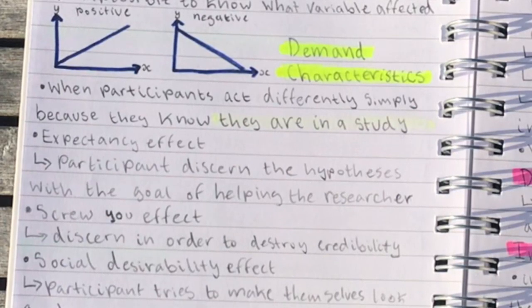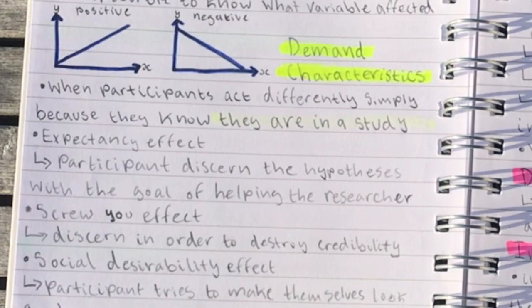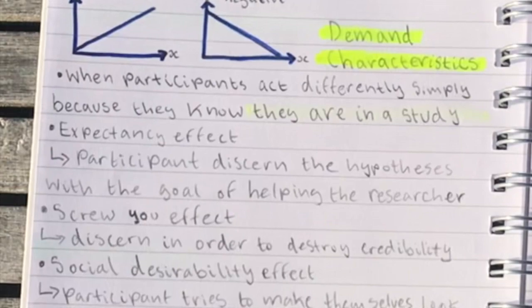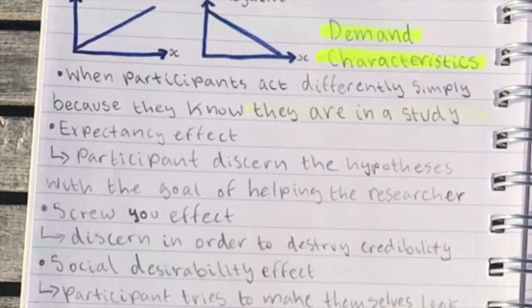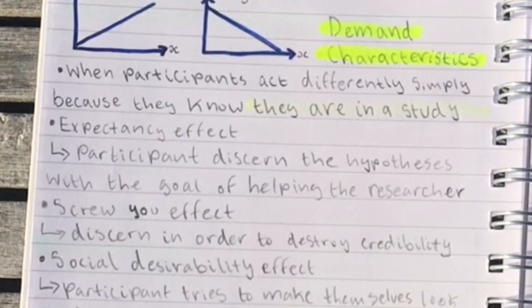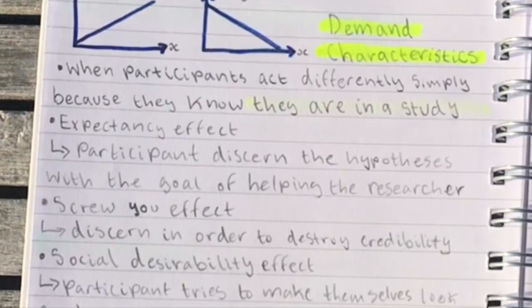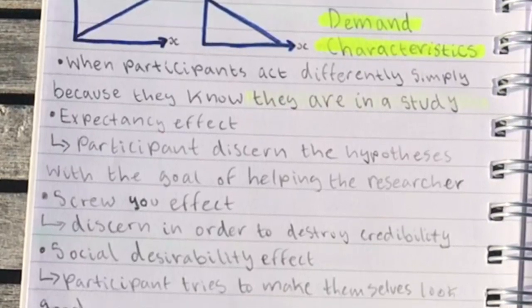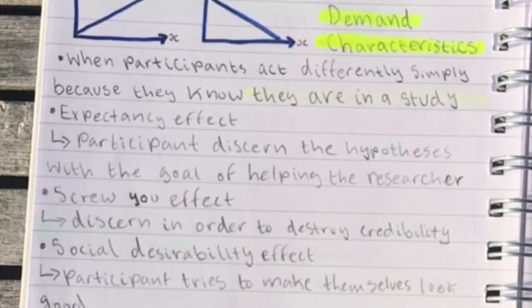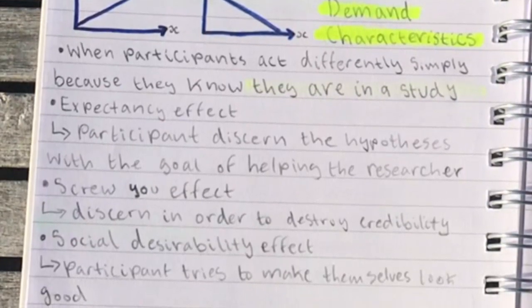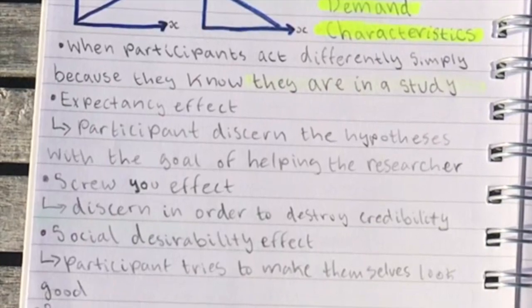y increases, x decreases. So demand characteristics is a big problem in psychology. This is when participants act differently simply because they know they are being studied. Some of these are expectancy effect. Participants discern the hypothesis with the goal of helping the researcher. So this is if you were to figure out what you think the researcher wants and then to do it just because you're like, oh, I want to help the researcher.